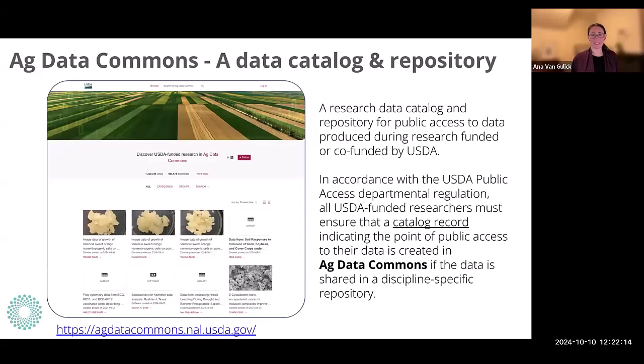So that brings us to Ag Data Commons, which is the resource that we'll be focusing on today. This is powered by Figshare, and it is both a data catalog and a repository. It provides public access in accordance with that policy. And it's the point of public access to create a catalog record when data is shared elsewhere, specifically when that data may be shared in a discipline-specific repository, which of course would be encouraged because it provides high-quality metadata that allows data to be discovered and most easily reused.